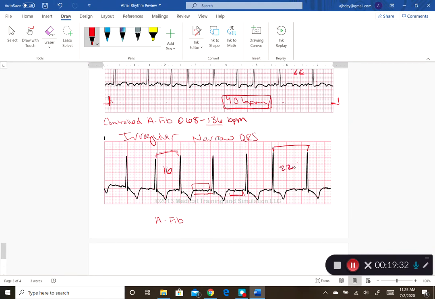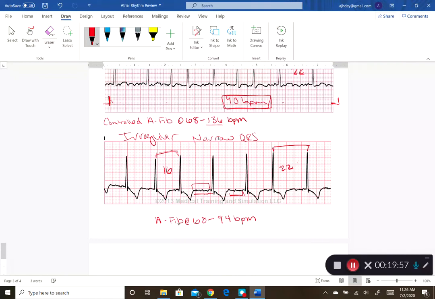All right, so that's going to help me give me my rate because it is irregular. I need to do a range. There's no underlying regular rhythm here that I can count a rate on. So 1500 divided by 22 gives me that 68. And then 1500 divided by 16 gives me a rate of 94. 93.75, we'll round that up to 94 beats per minute.